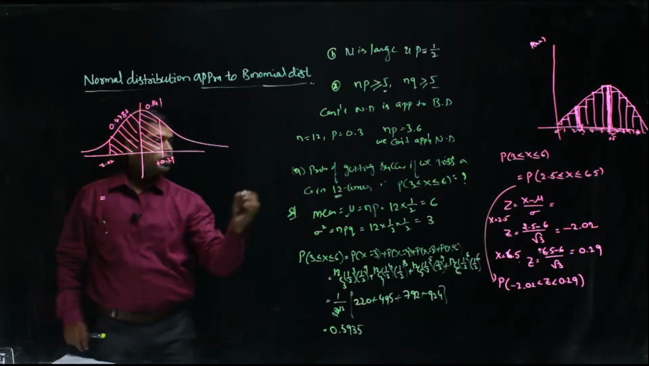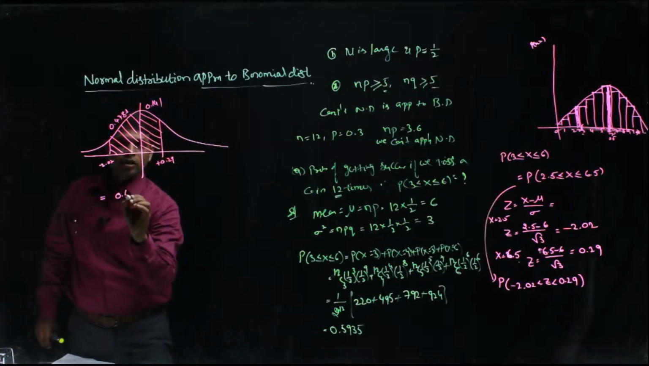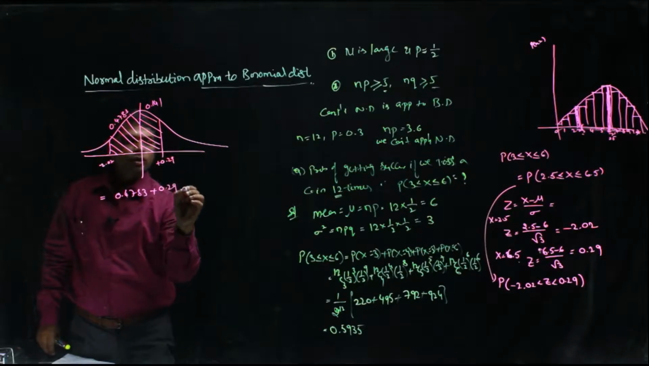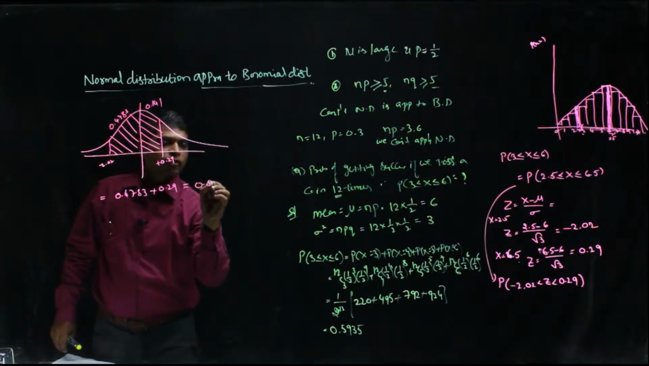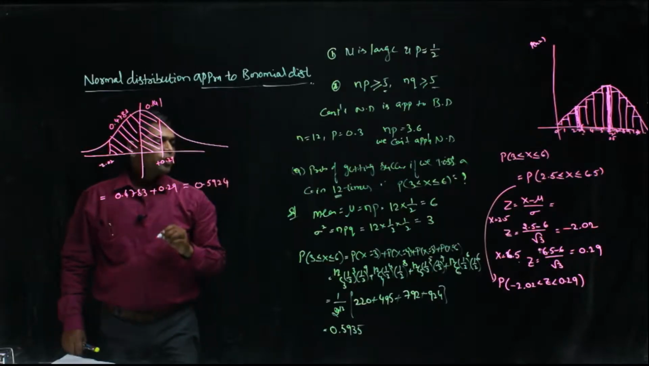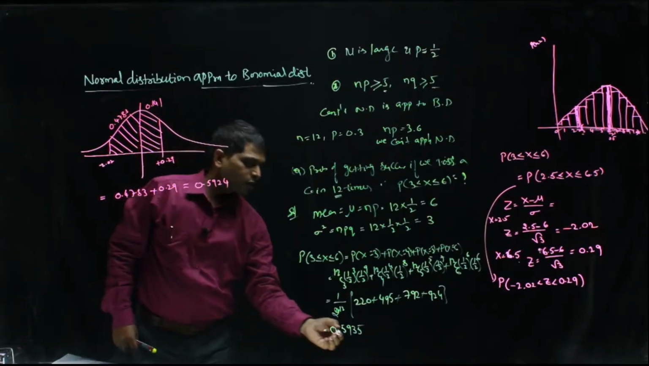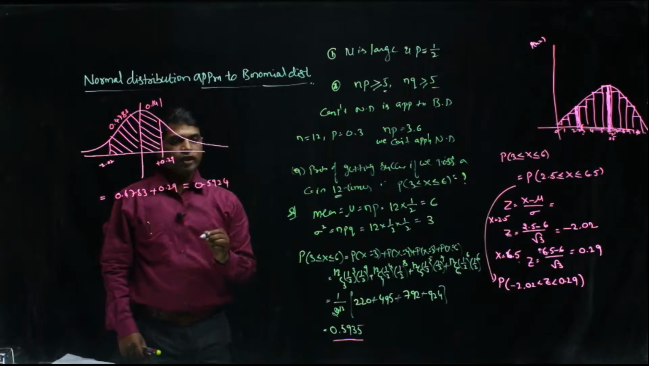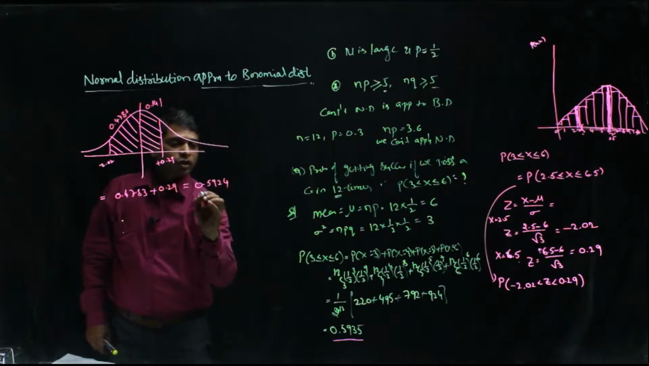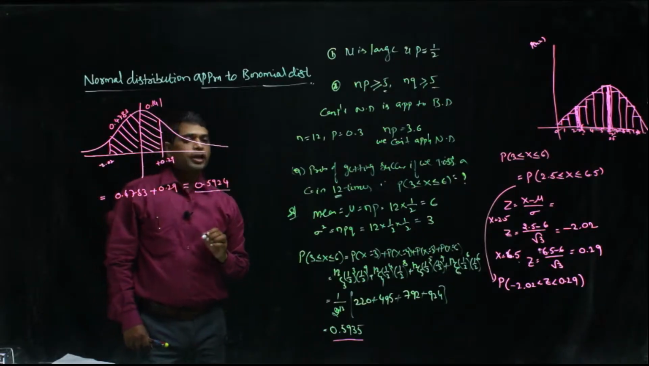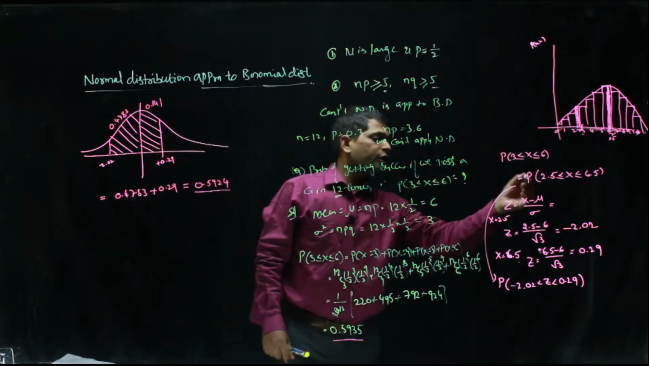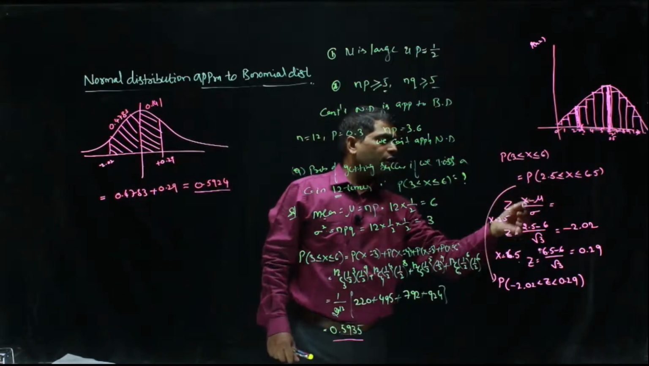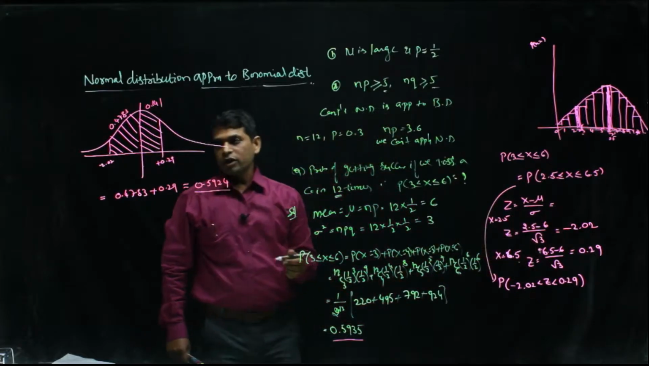Which implies the value is equal to 0.4783 plus 0.141, so this value is equal to 0.5924. You can compare this: in the binomial distribution we got 0.5935, and in the normal distribution we got 0.592, almost approximately equal. But if you are taking x is equal to 3, here we will not get the exact probability.